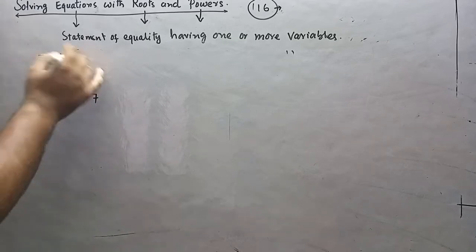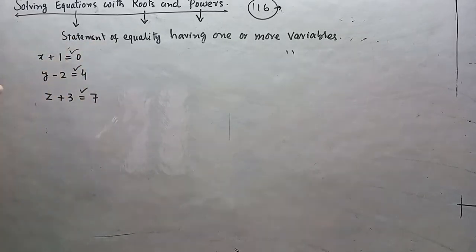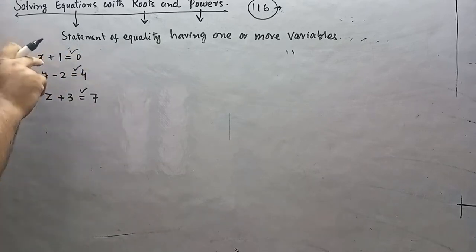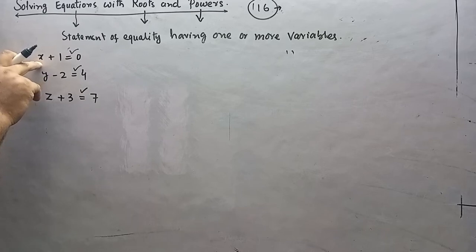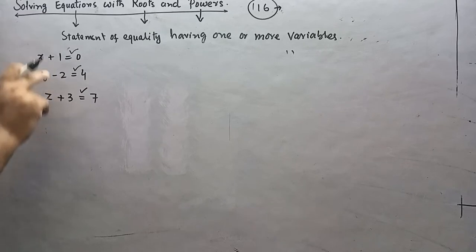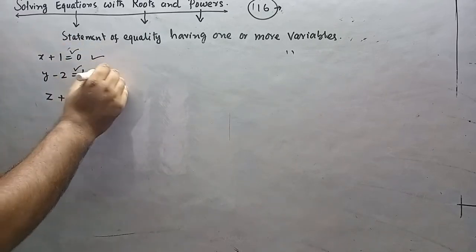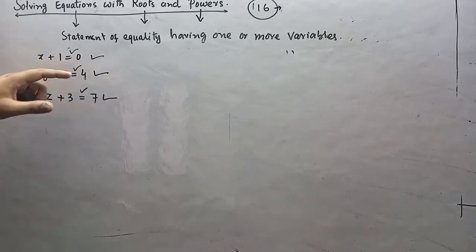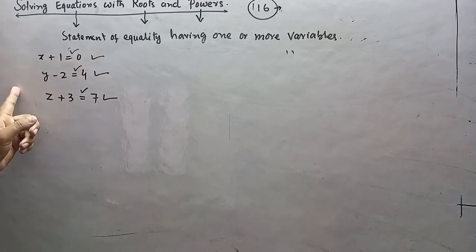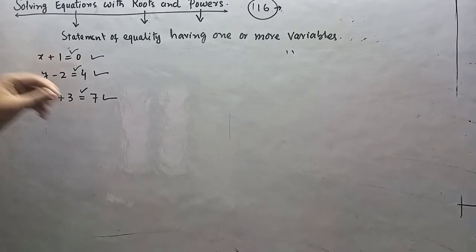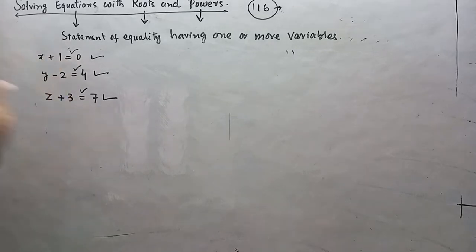So the equality sign first makes it a statement of equality. Then we should have at least one variable. Here the variable is x, here the variable is y, here the variable is z. So we can say this is an equation, this is an equation, this is an equation. What is the criteria to be an equation? First, the equality sign should be there, on the left side there should be an expression, on the right side there should be an expression, and there should be one variable in either of the expressions.